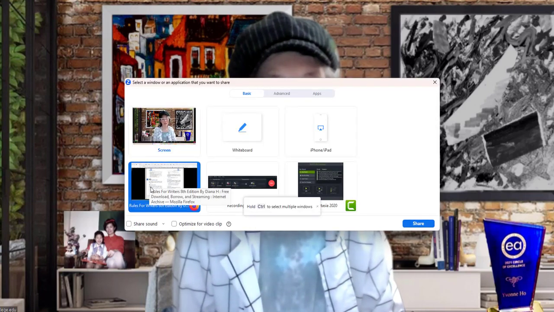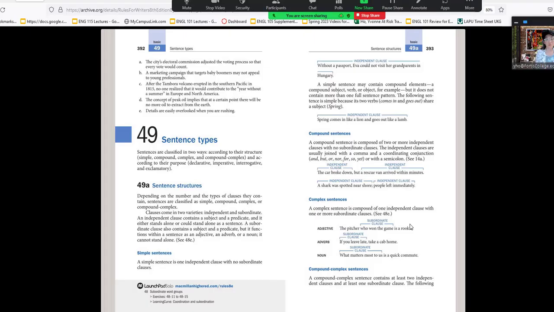So without further ado, we're going to go over the Diane Hacker and Nancy Sommers, Rules for Writers version of different kinds of sentences or sentence types.